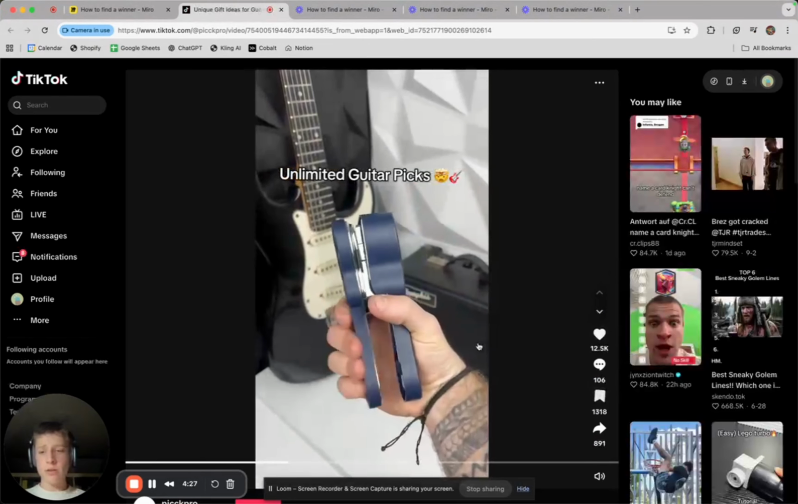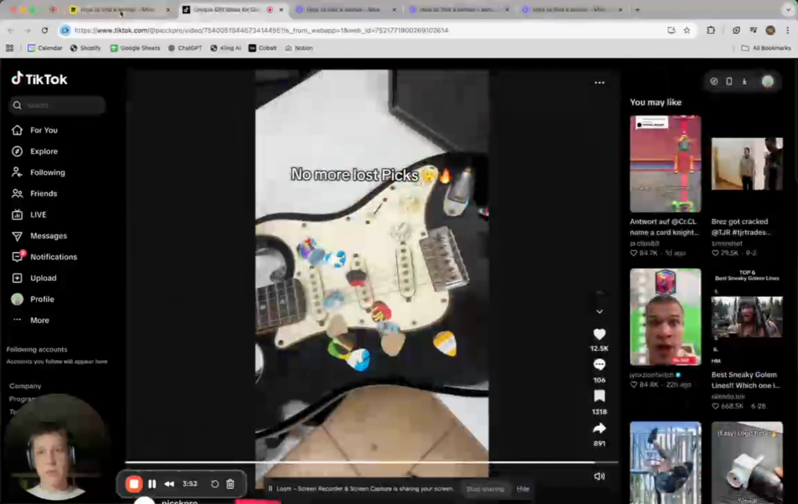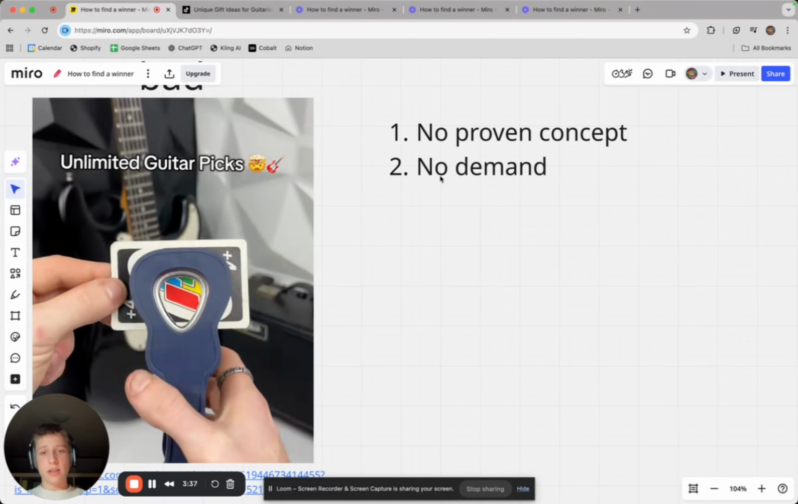yes, they go viral. When you look down, literally all the comments are negative. It's going to bend in half. Guitar picks, no. Guitar pick shape, yes. There's no demand for this product. So if you see products without any demand, it's obviously trash because nobody actually wants it. So if there's no demand, it instantly gets disqualified.